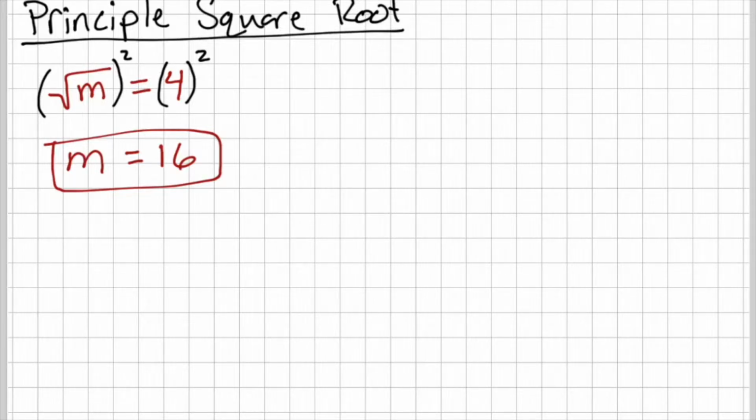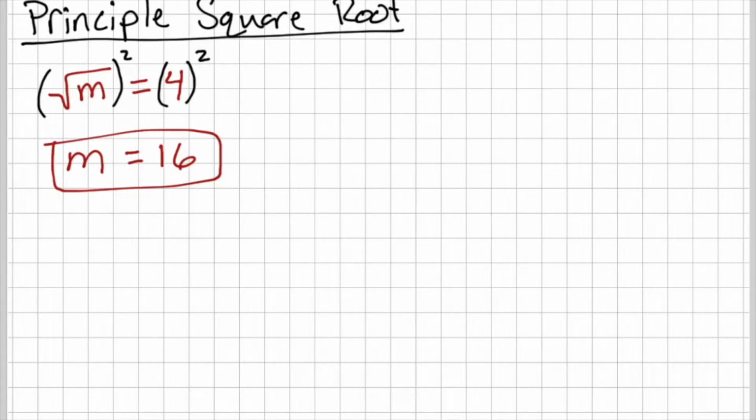Notice that it's not a negative number. Could I put negative 16 inside that square root? No, I can't. That's not going to work. So the only version of this is going to be the principal square root, the positive version. It is different than when we have a different equation.